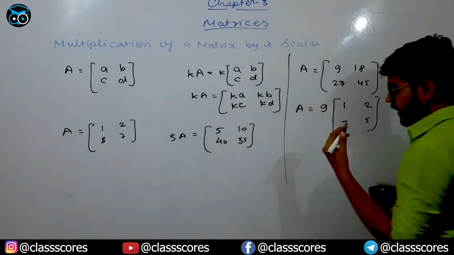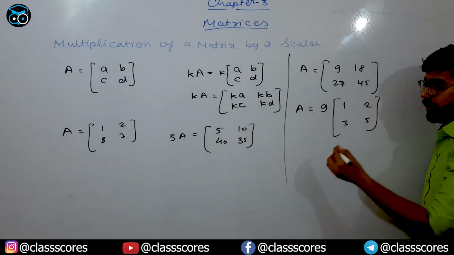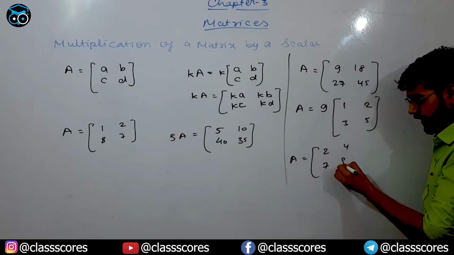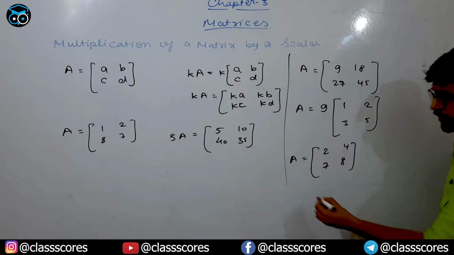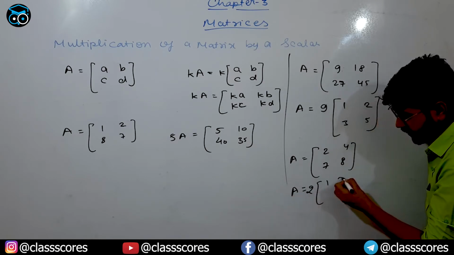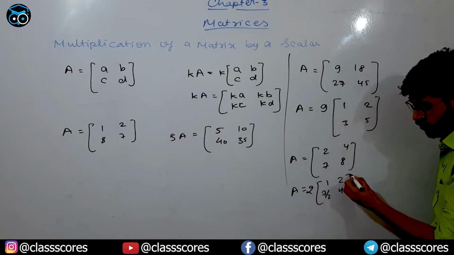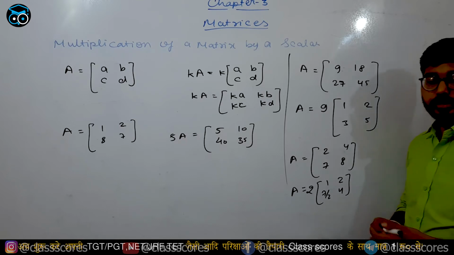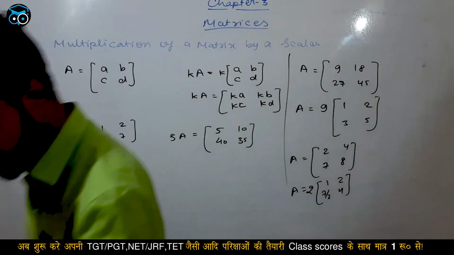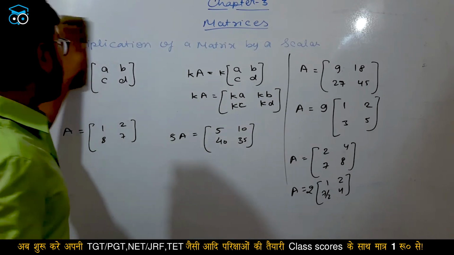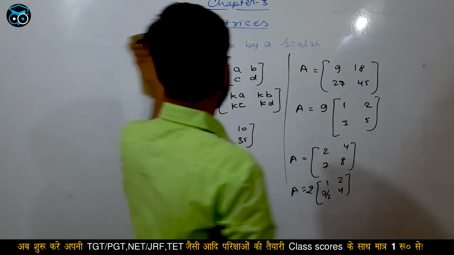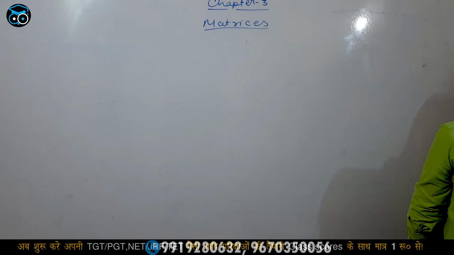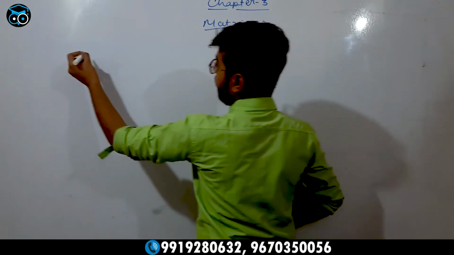If any element does not contain it, then it will come upon division. Suppose 2, 4, 7, 8. We need to take 2 out. Then it will become 1, 2, 7 by 2 and 4. I think it is clear to all of you. Okay. So this is the basic concept of multiplication. Now moving further for the next topic, that is transpose of a matrix.